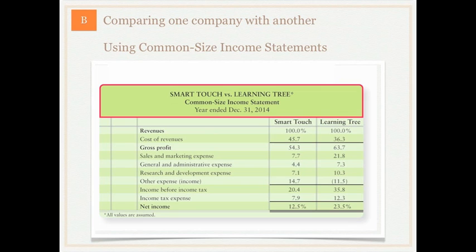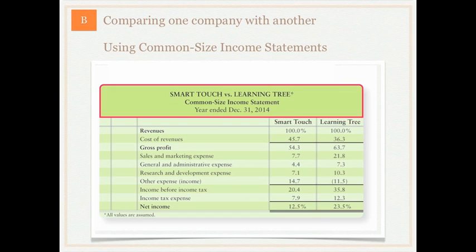As we can see, the cost of revenues for Smart Touch is almost 46% of the revenues that they bring in, whereas Learning Tree seems to be better able to control the cost of their revenues, only at 36%. So almost 64% of Learning Tree's revenues become gross profit, whereas only 54% of Smart Touch revenues become gross profit. And you would look at each individual expense in that same way.